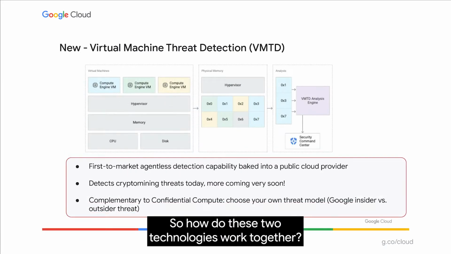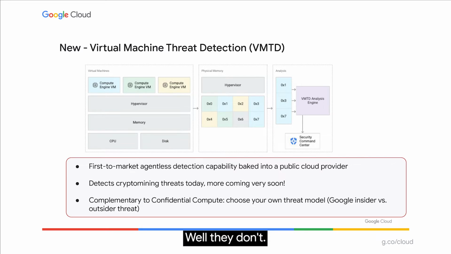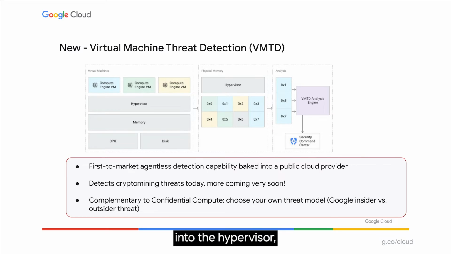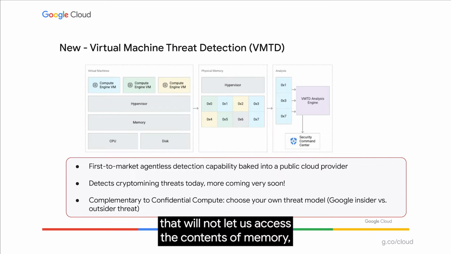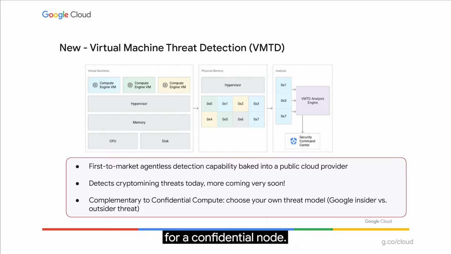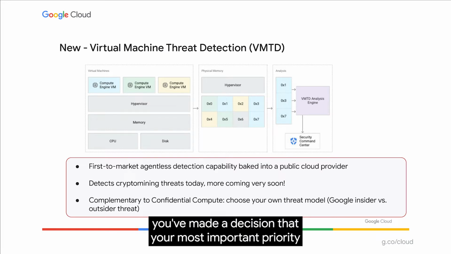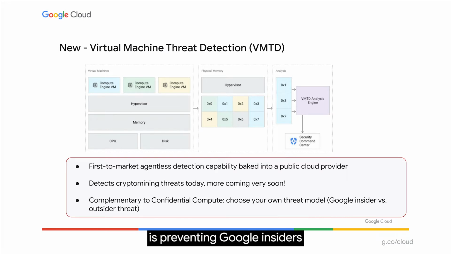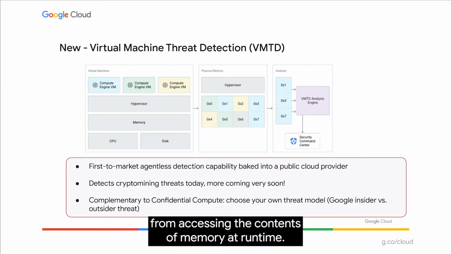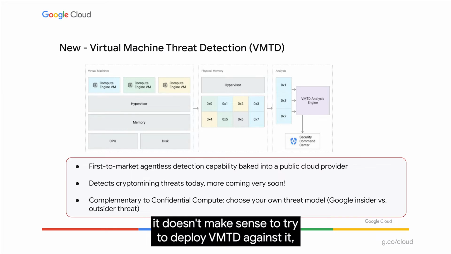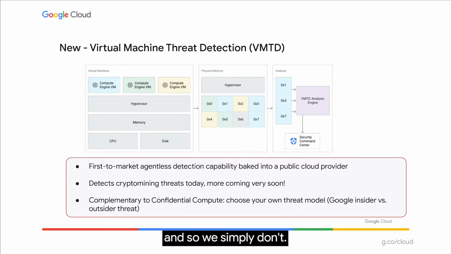So how do these two technologies work together? Well, they don't. In truth, we've designed specific protections into the hypervisor that will not let us access the contents of memory for a confidential node. So if you're running confidential compute workloads, you've made a decision that your most important priority is preventing Google insiders from accessing the contents of memory at runtime. In that world, it doesn't make sense to try to deploy VMTD against it, and so we simply don't.